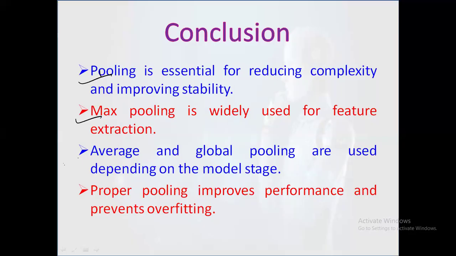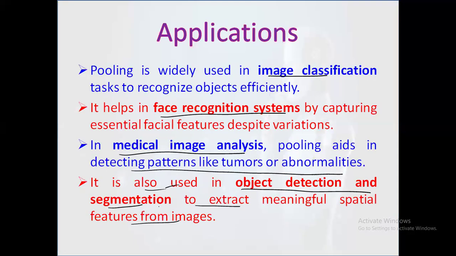By carefully selecting pooling strategies based on the application, convolution neural networks can achieve both high performance and efficient computation. Mainly, it prevents overfitting. So in this way, pooling is used in the various applications I've shown you: image classification, face recognition, medical image analysis, and object detection.